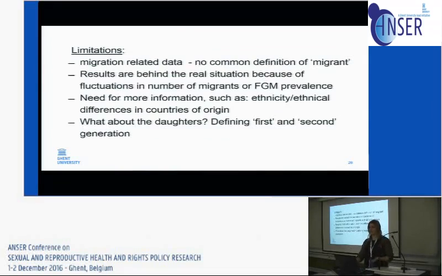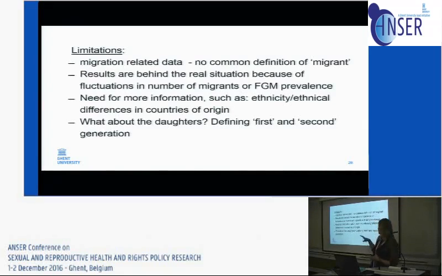But there are limitations. For example, you always rely on migration data, and the definitions of what a migrant is are not always clear in the data that you're using. Also, the results are always behind on the real situation, because there are constant fluctuations in the prevalence numbers, but also in the migration numbers. And we also lack information on ethnicity, on the region of origin, and so on.